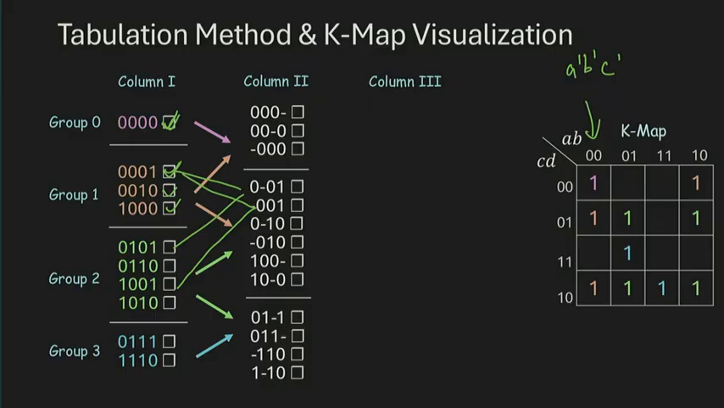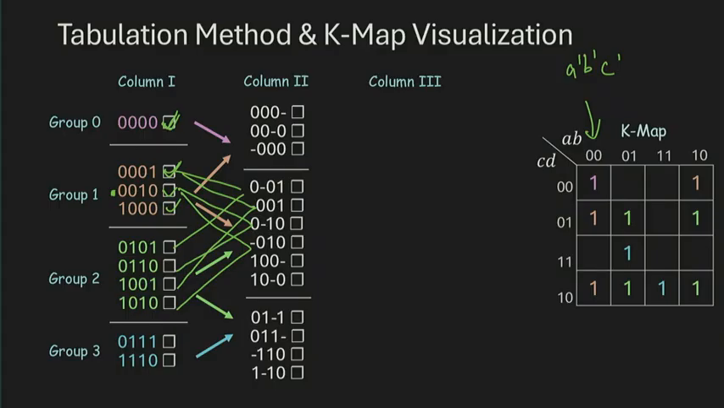Then move on to the second element in group 1 and compare it with each and every element in group 2 to check for their adjacency. 0010 combined with 0110 gives you 0-10. 0010 with the last one over here, they only differ on the leftmost bit, so -010. You see, it is quite a bit of work. Still a lot of comparison. Better than all the pairs, but still some work.